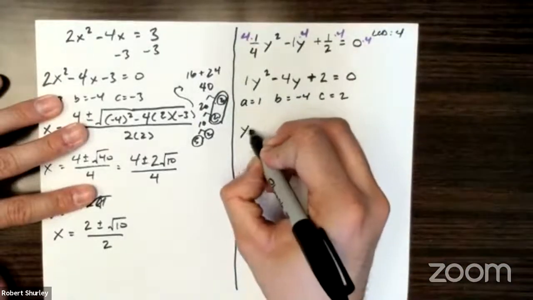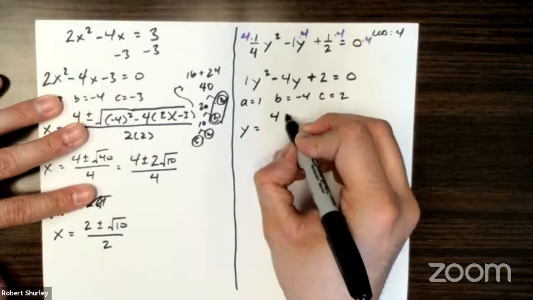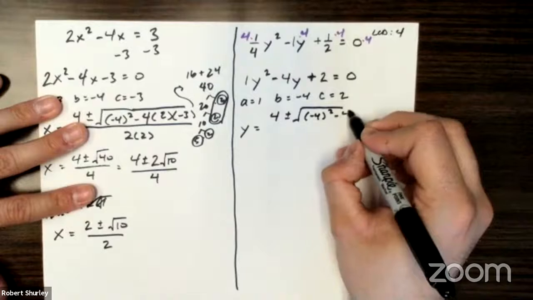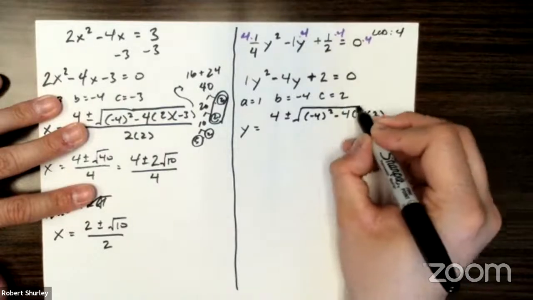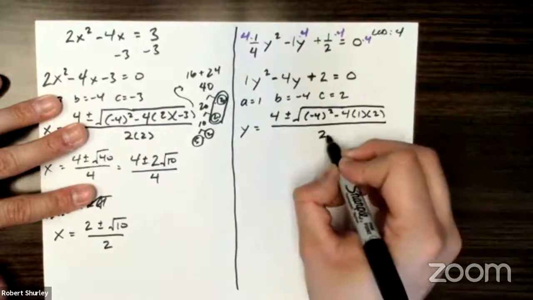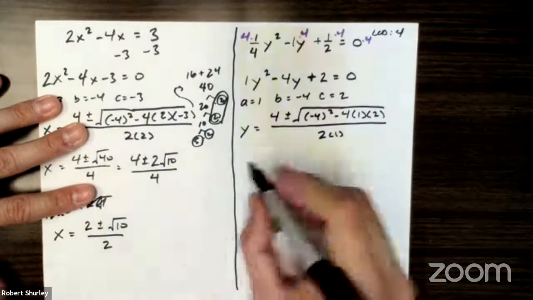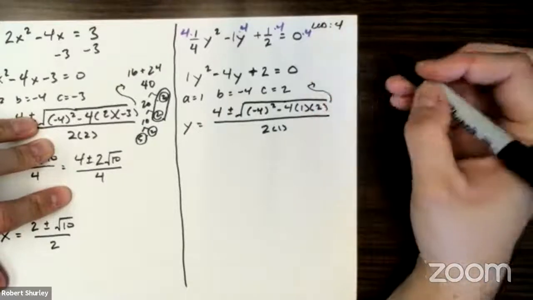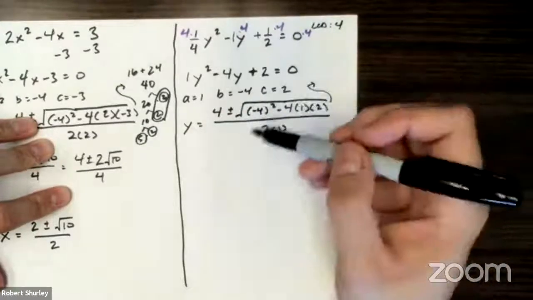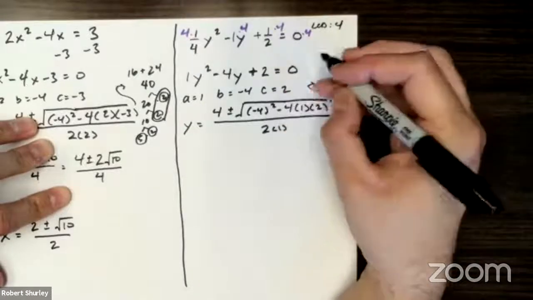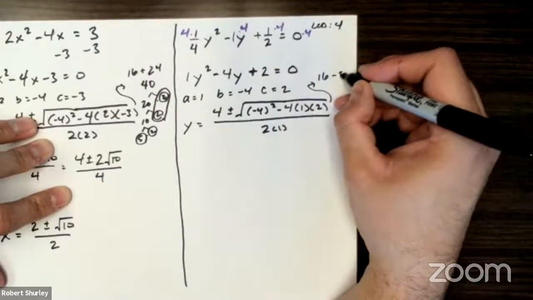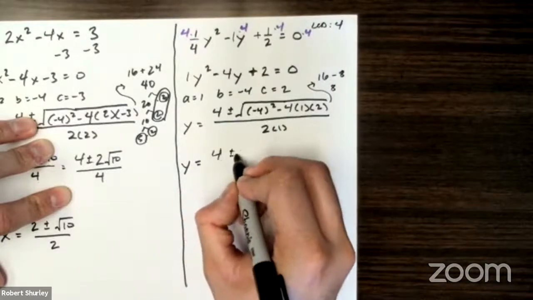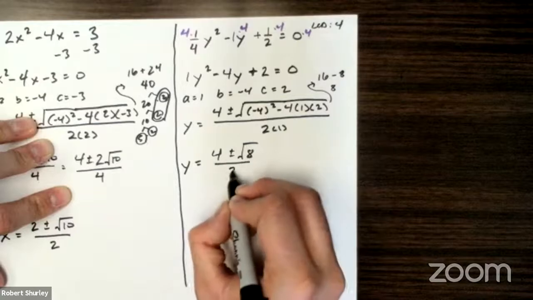Well, we're dealing with y, so y equals negative b, so it's a positive 4 plus or minus the square root of b squared minus 4 times a times c, all over 2 times a. So again, I like finding what's under the radical first. You don't have to, but you can do this all together if you wanted. 16, so it's a positive 16 minus 8, right? So we get a positive 8. So we get y equals 4 plus or minus the square root of 8 over 2.